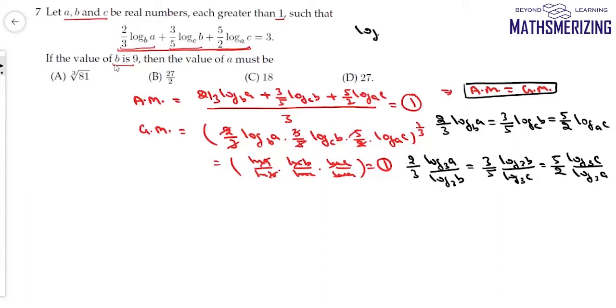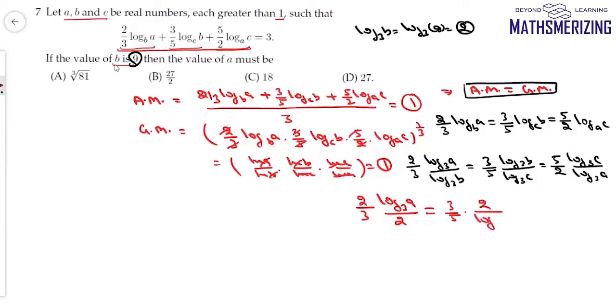Now this log b base 3 is actually, the value of b is 9 and 9 is simply 3 square. So log b base 3 is 2. So I'll put the value of log b base 3. So I'll write it as 2 by 3 log a base 3 upon 2. This is equal to 3 by 5 and this is 2 upon log c base 3, and this is 5 by 2 log c base 3 upon log a base 3.